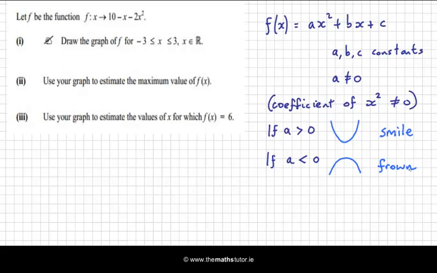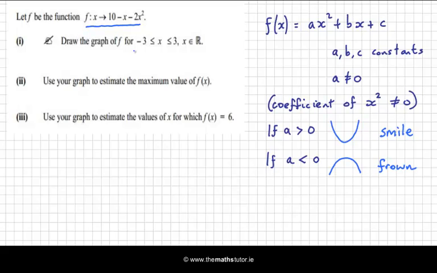Now in this case, here's an exam question, and the function notation is slightly different. It says f takes x and maps it onto 10 minus x minus 2x squared. It's still a quadratic function because the highest power of x is 2. It's just that the order of the terms has been rearranged, so the x squared term is last. And you see that the coefficient of x squared is minus 2, which means that it's negative, so the shape of this function will look like a frown.